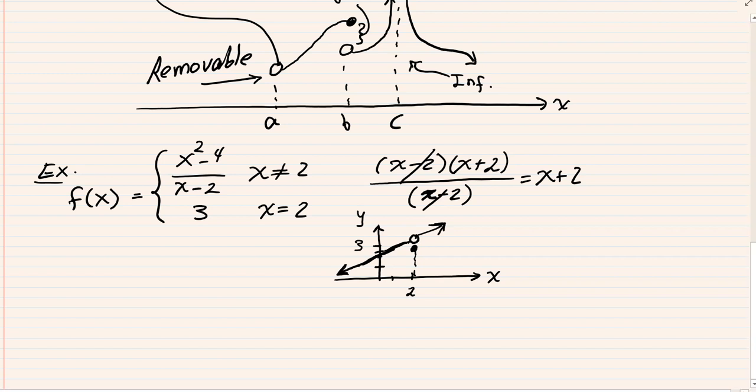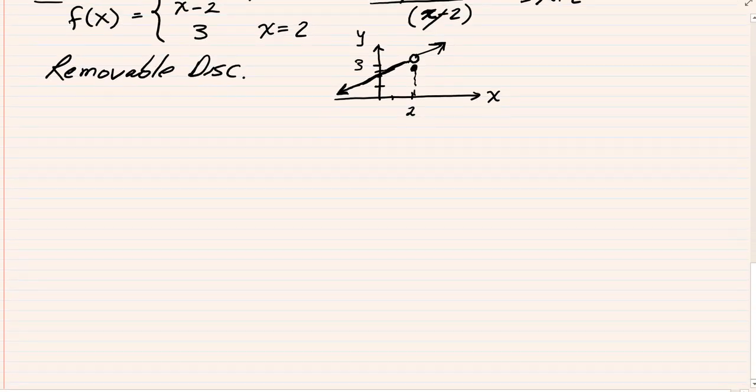We're going to call this a removable discontinuity. Okay, so hopefully you follow that example fairly easily. Now let's define continuity on an interval. But before we actually look at the definition of continuity on an interval, let's talk about left endpoint and right endpoint continuity.